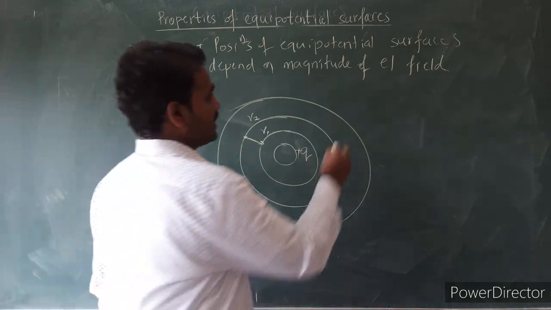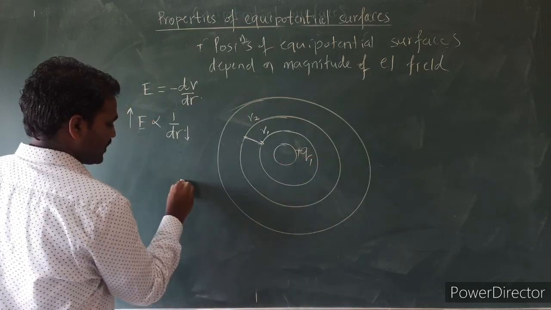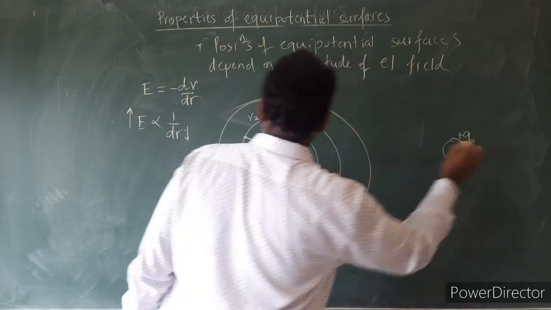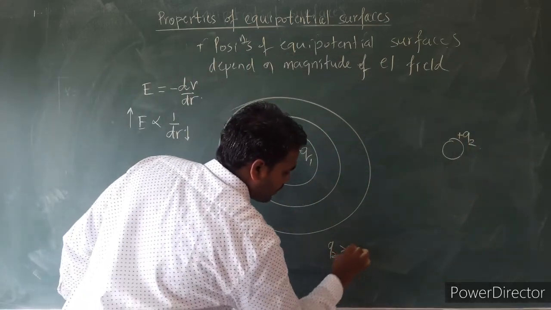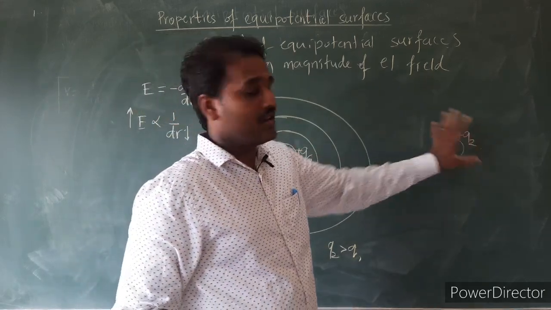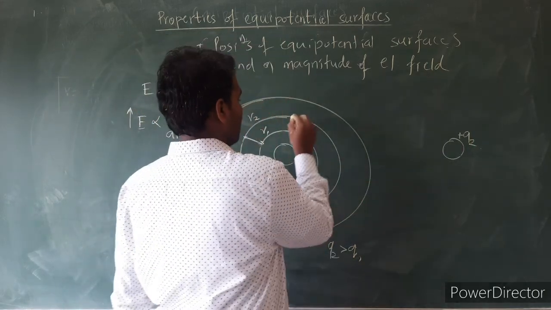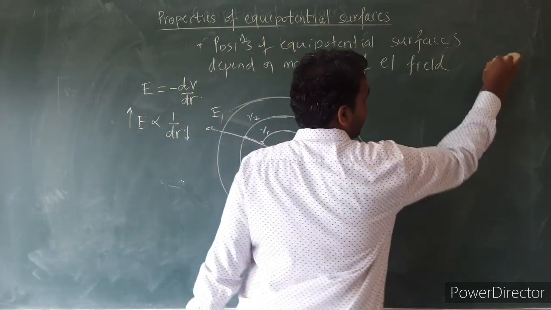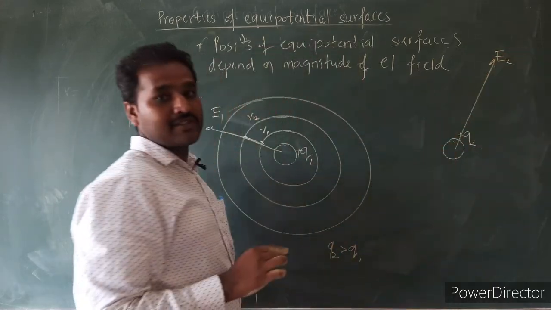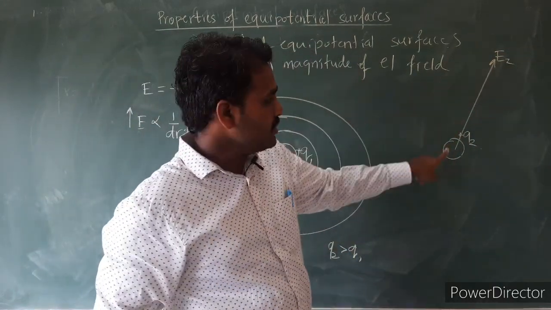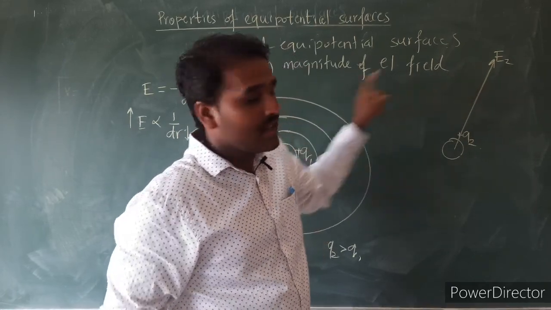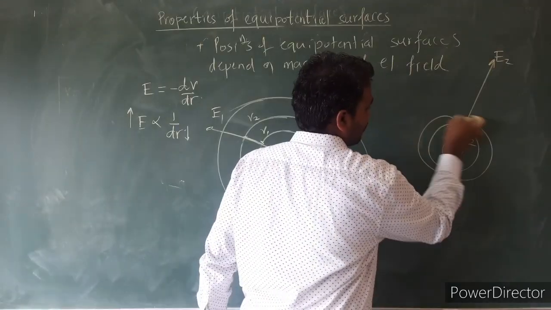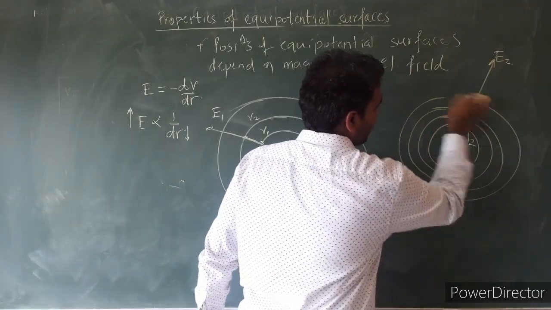See here. Let us say my charge is Q1. Let me consider another source charge Q2 such that Q2 is greater than Q1. If your source charge is stronger, what happens? Your electric field is also stronger. So, let us consider this is the magnitude of the electric field E1. Similarly, the magnitude of electric field due to source charge Q2 is E2. Here the electric field intensity is stronger than this. In such condition, what happens? The equipotential surfaces will be placed very close to each other.